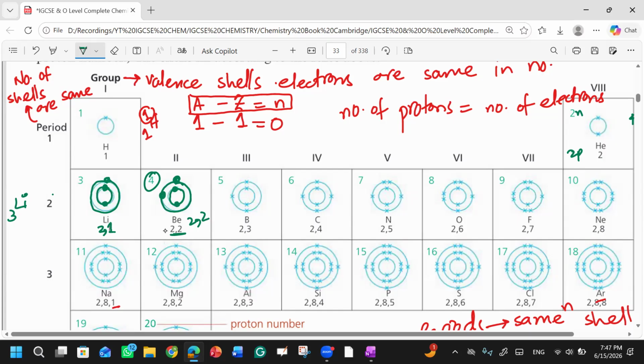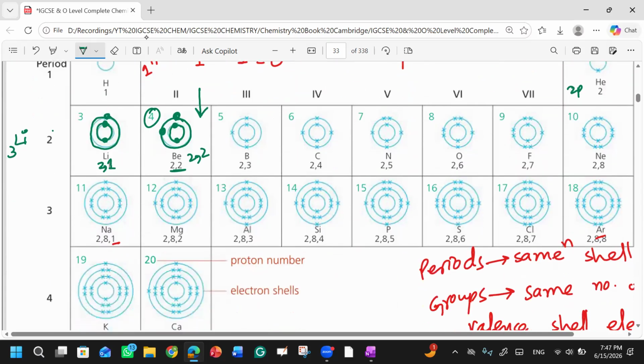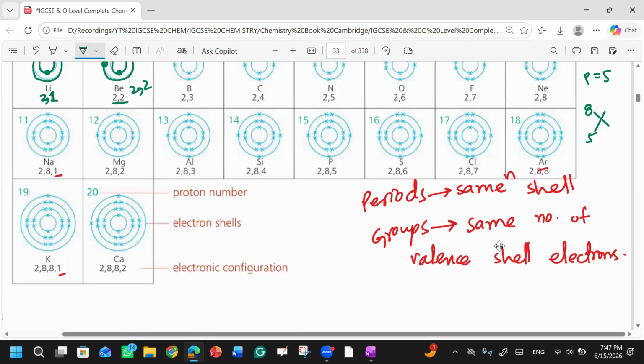Okay, now this is group number 2. What do we check in groups from top to bottom? What is the similarity? Which thing is similar in a particular group? If I talk about group number 2, what is the thing which is similar in all the elements of group number 2? Check this. What I have written here: same number of electrons in the valence shell.